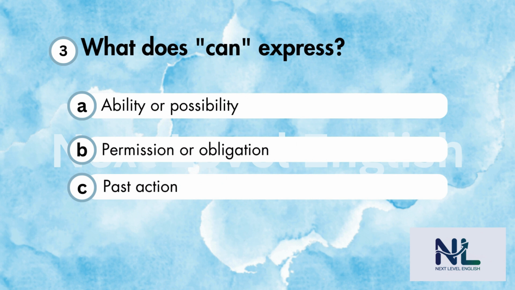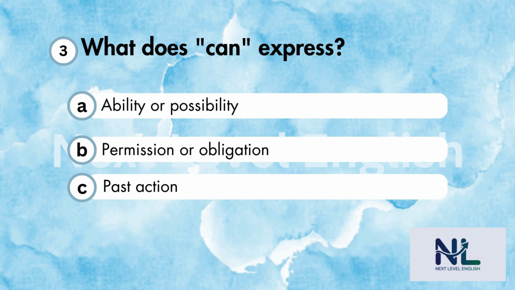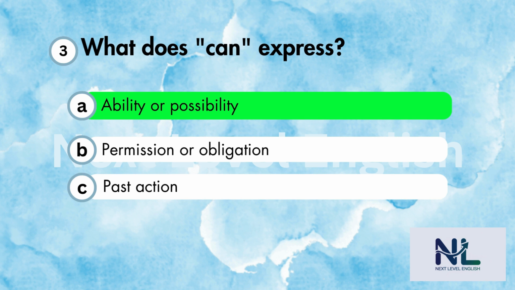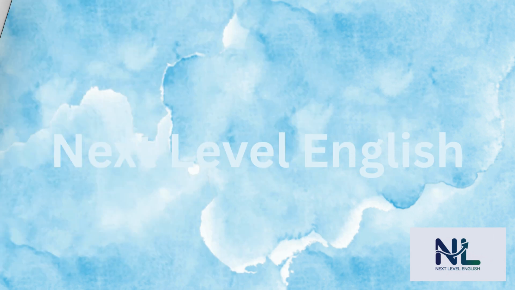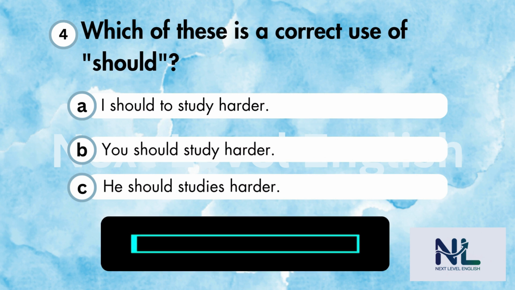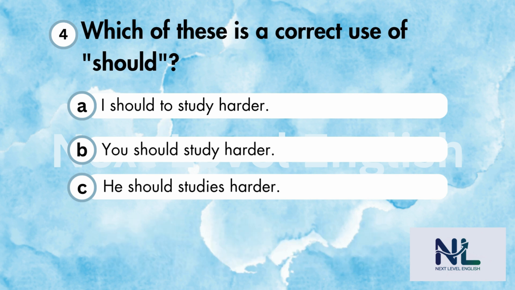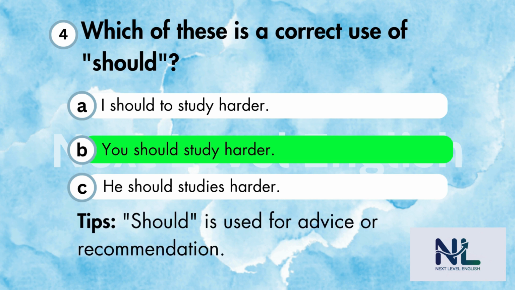3. What does can express? Ability or possibility. Tips: can is often used to express ability or possibility. 4. Which of these is a correct use of should? You should study harder. Tips: should is used for advice or recommendation.